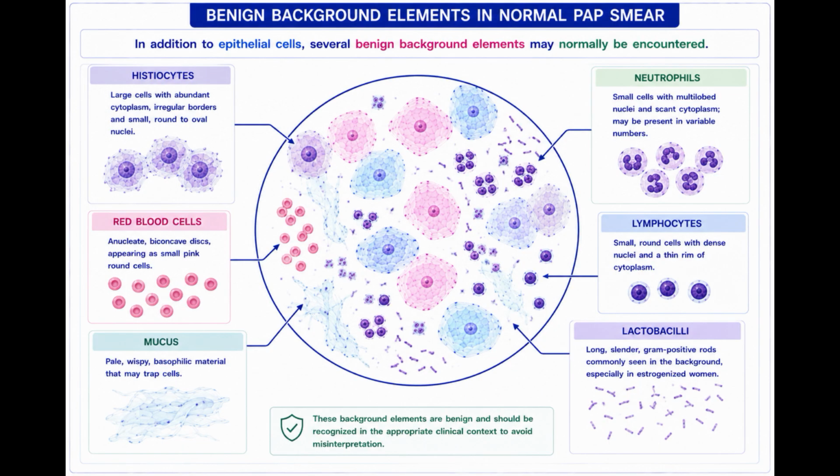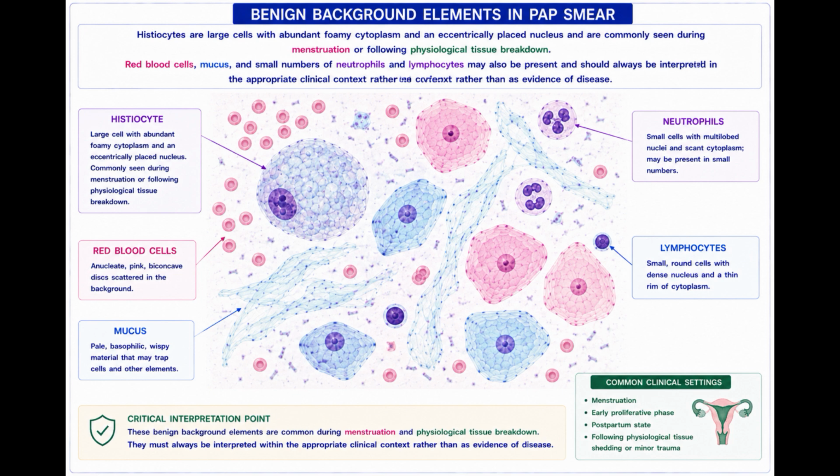In addition to epithelial cells, several benign background elements may normally be encountered. Histiocytes are large cells with abundant foamy cytoplasm and an eccentrically placed nucleus and are commonly seen during menstruation or following physiological tissue breakdown. Red blood cells, mucus, and small numbers of neutrophils and lymphocytes may also be present and should always be interpreted in the appropriate clinical context rather than as evidence of disease.